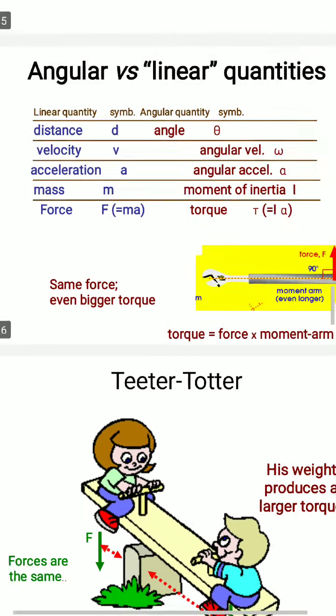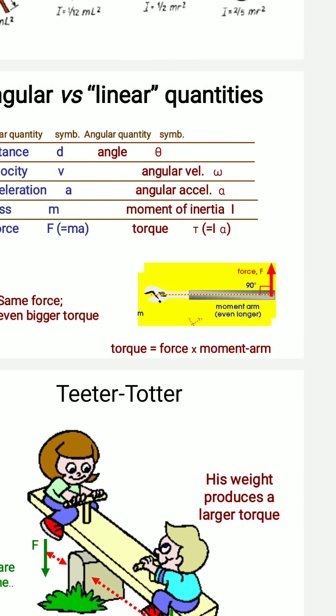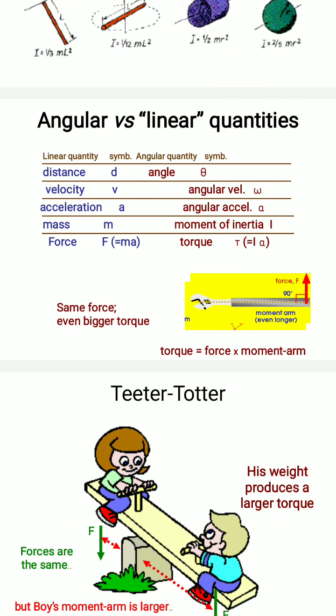This is also called torque. We can equate it to torque. Same force but even bigger torque. Why? When we apply force, the torque will be bigger than the force, because force is multiplied with the moment arm distance. So torque will always be larger than force, because force is multiplied with the distance. So the answer will be larger than the force, isn't it?